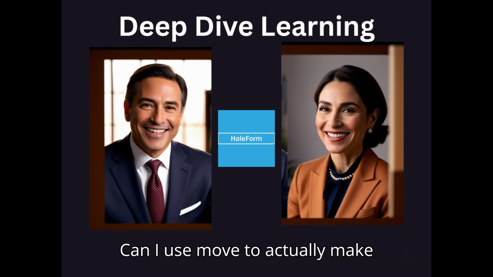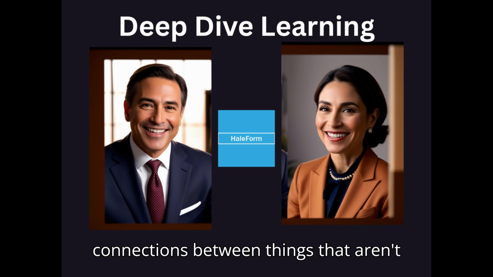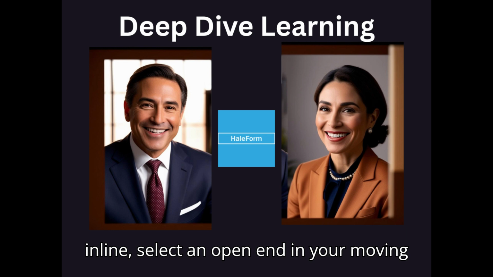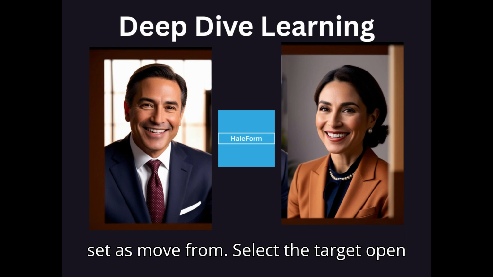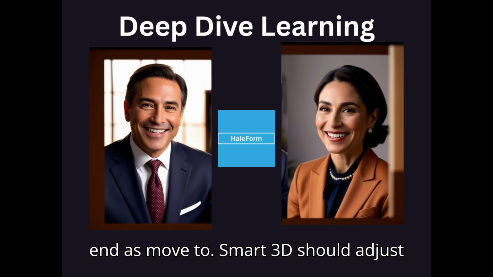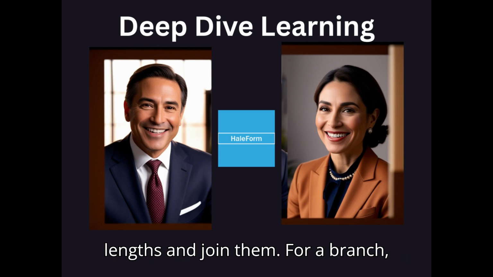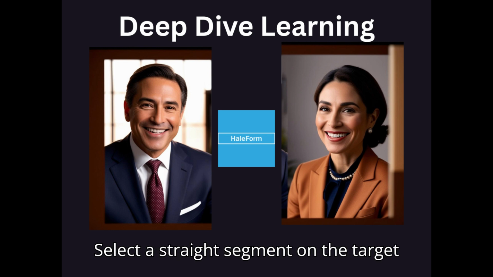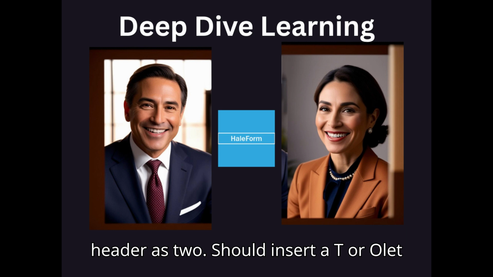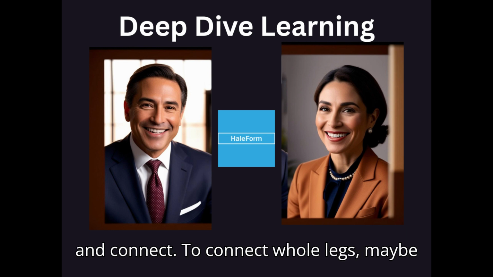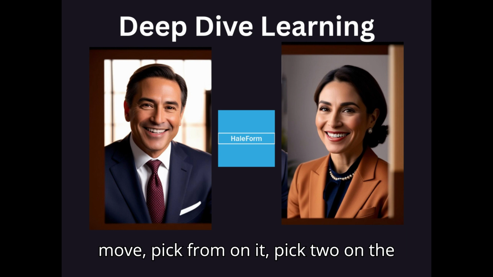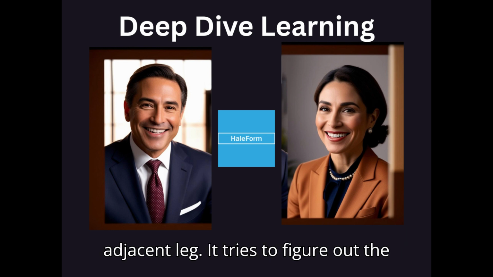Can I use Move to actually make connections between things that aren't joined? Yes, definitely. To connect inline, select an open end in your moving set as Move From. Select the target open end as Move To. Smart 3D should adjust lengths and join them. For a branch, select an open end in your set as From. Select a straight segment on the target header as To. Should insert a T or olet and connect. To connect whole legs, maybe select a straight on the moving leg. Use Move, pick From on it, pick To on the adjacent leg. It tries to figure out the connection.